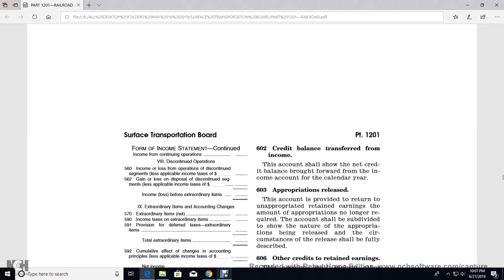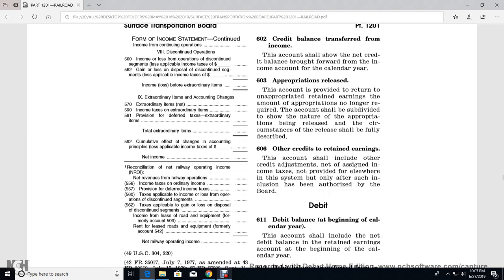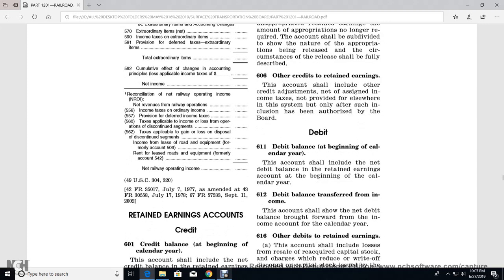603, appropriations released. The account is provided to return to unappropriated retained earnings the amount of the appropriation no longer required. The account shall be subdivided to show the nature of the appropriation being released, and the circumstances of the release shall be fully described. 606, other credits to retained earnings. The account shall include other credit adjustments, net of the assigned income tax, not provided for elsewhere in the system, unless such inclusion has been authorized by the board.